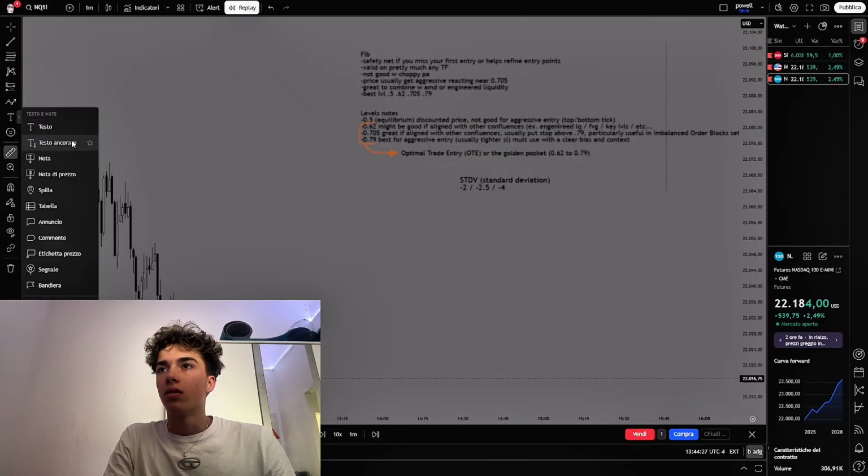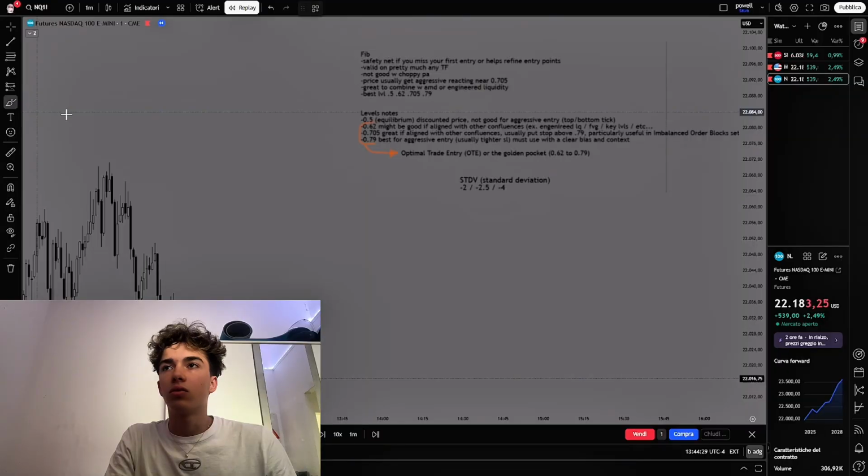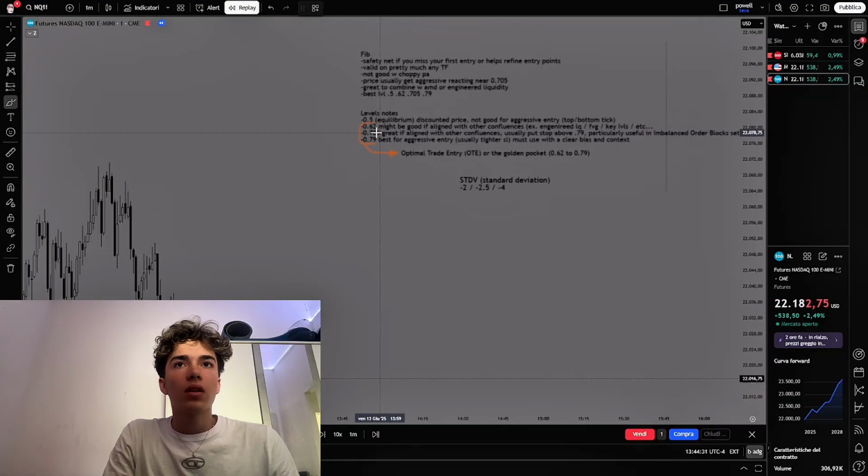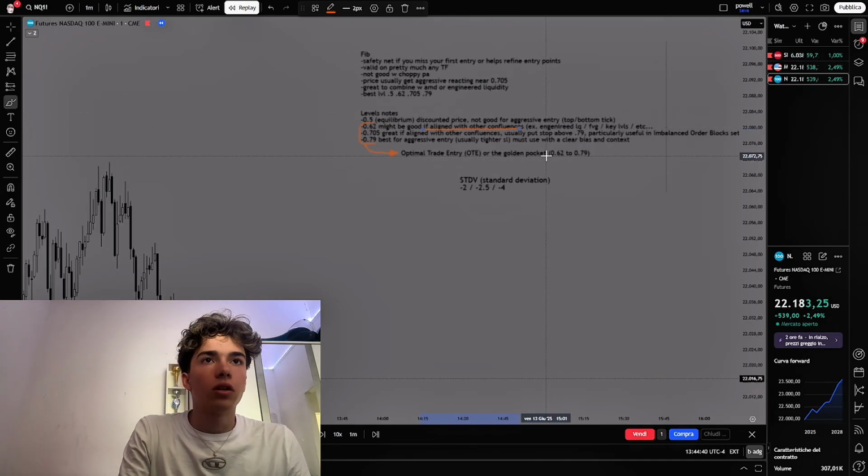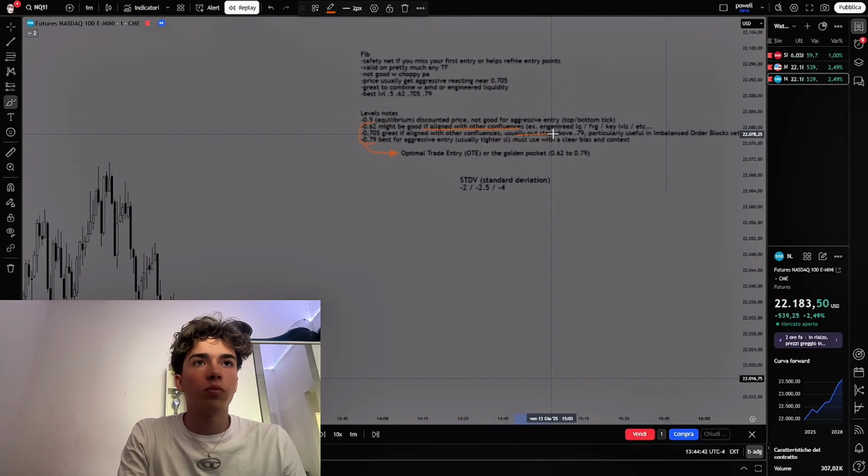And where is the thing to draw? There we go. So good if we align it with other confluence. Then there is the 0.705. It's great also with other confluence, and the stop above the 0.79 level.